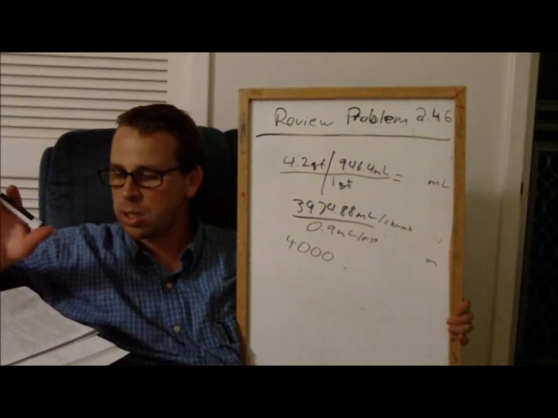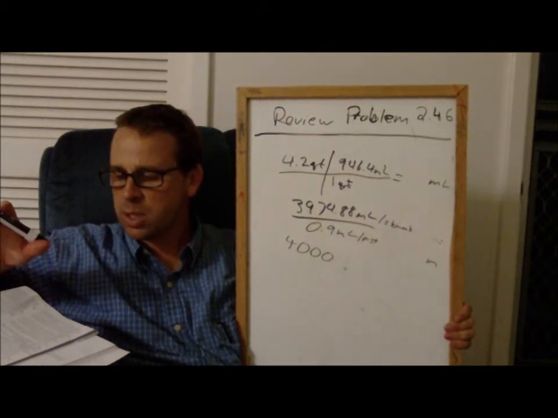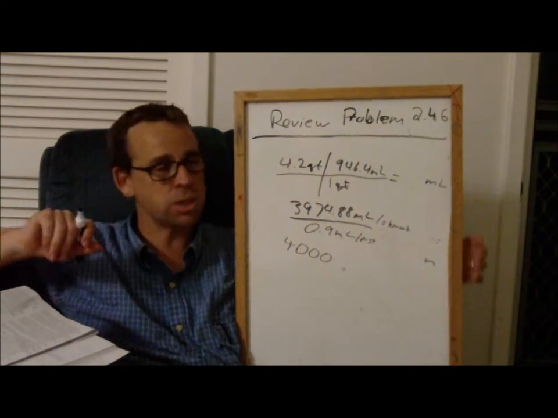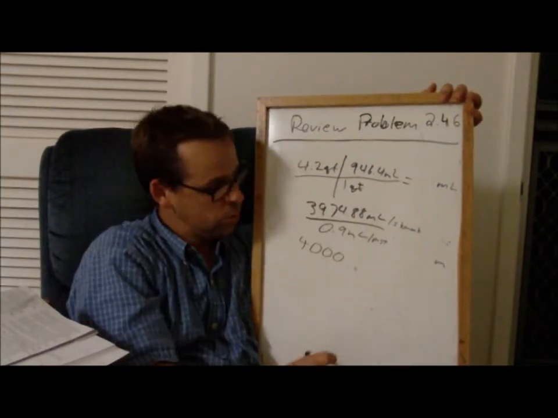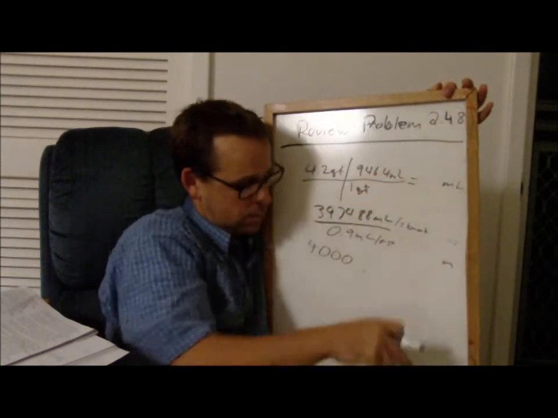2.48. The wind in a hurricane can reach about 200 miles per hour. What is this speed in meters per second? And then it says assume that all 3 digits are significant. 2.48. Okay?